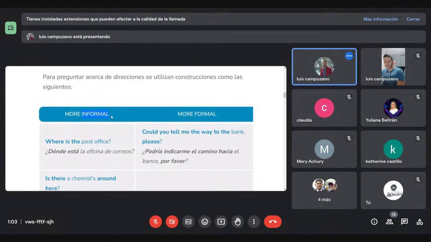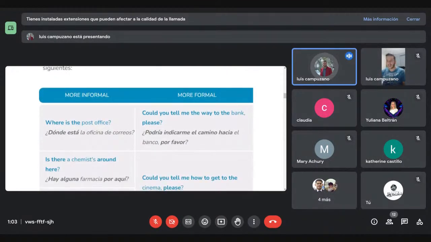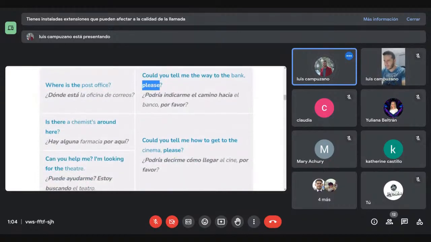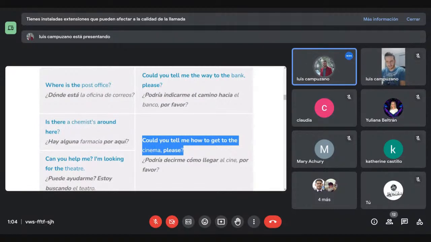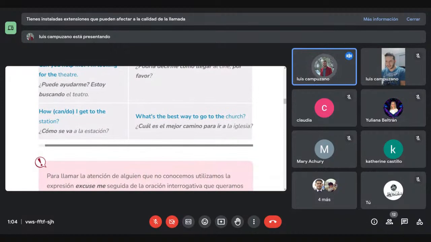Now that is informal. And there's a more formal way to ask for directions, and that is by saying, for example, could you tell me the way to? Could you tell me the way to the bank, please? And we add please, of course, to be more polite, to be more courteous. Here is another example. Could you tell me how to get to the cinema, please? Could you tell me how to get to the gas station, please? And the final example here is, what's the best way to go to the church? What's the best way to go to the school? What's the best way to go to the bank?